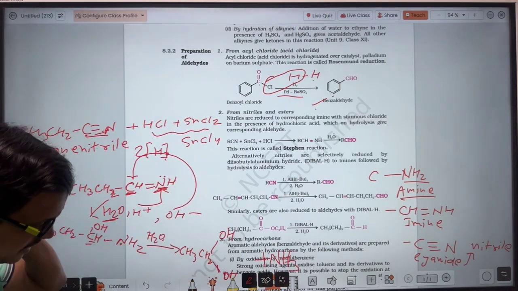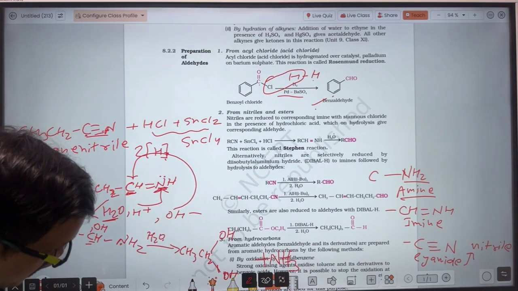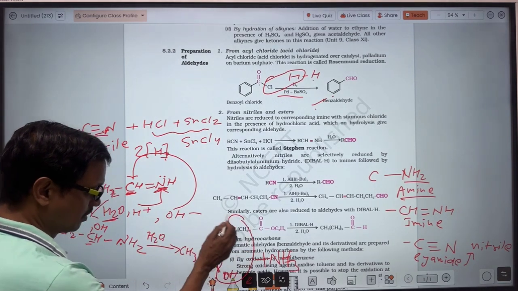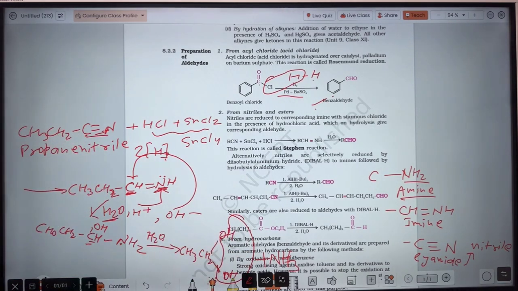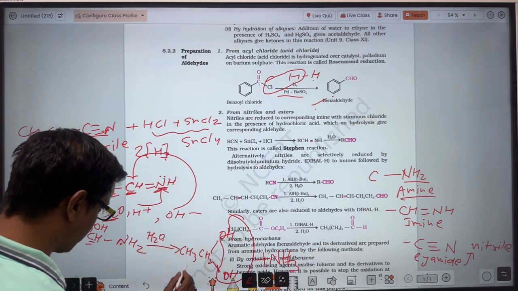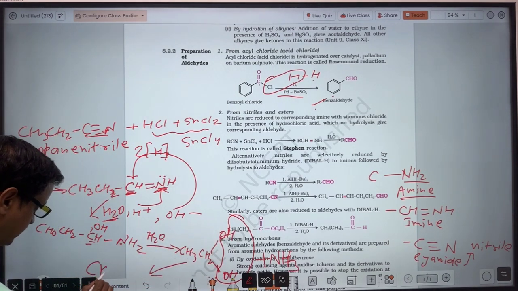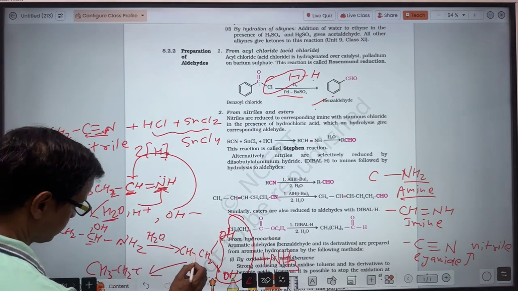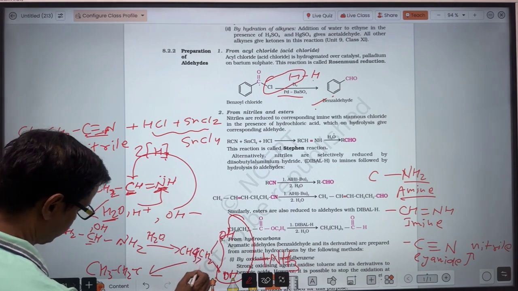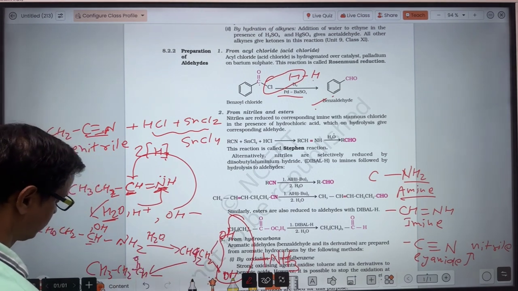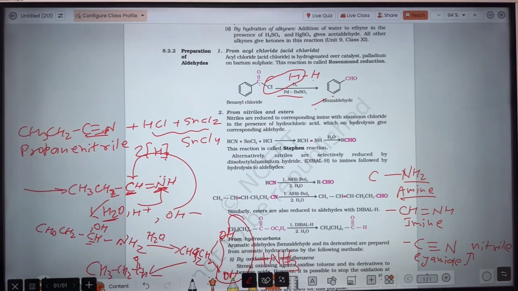You have already studied that when there are two OH bonded to the same carbon, the compound will be unstable. One hydrogen will combine with another OH, forming H2O. So this oxygen will form a double bond here. So what will be the product? That will be propanal, so there is formation of propanol.